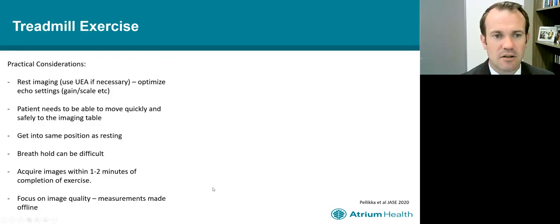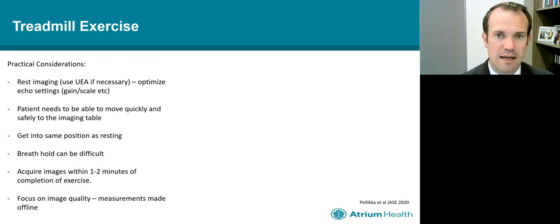So, some practical considerations for treadmill exercise. We need to really get some very good resting images, and recognize if we need to use ultrasound enhancing agents if we're not seeing the endocardium very well. We need to be able to have a patient who can move quickly from the treadmill to the imaging table, and we really want to try and get them into that same position as when they're resting. If they can breath hold, great. Most of the time they can't.